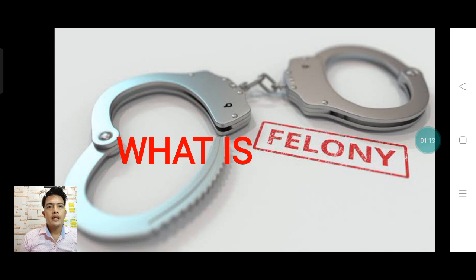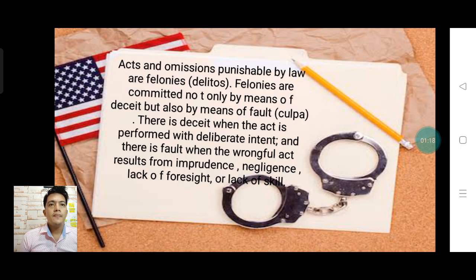Now, on the definition of felony: acts and omissions punishable by law are considered felonies or delitos. Felonies are committed not only by means of deceit, but also by means of fault or culpa. There is deceit when the act is performed with deliberate intent, and there is fault when the wrongful act results from imprudence, negligence, lack of foresight, or lack of skill.